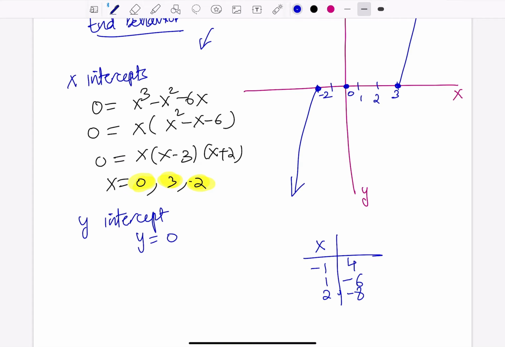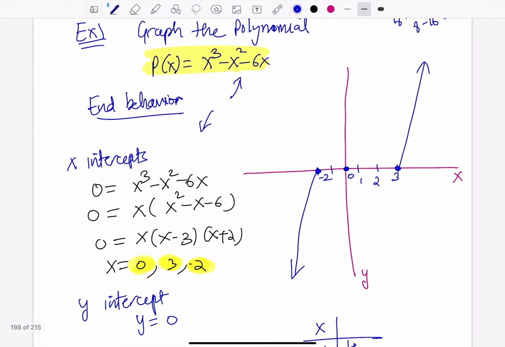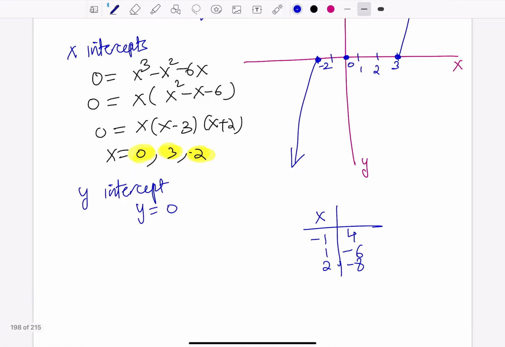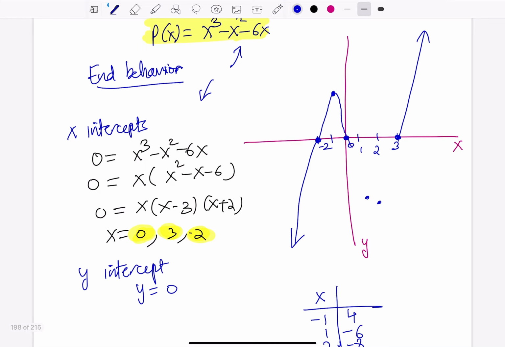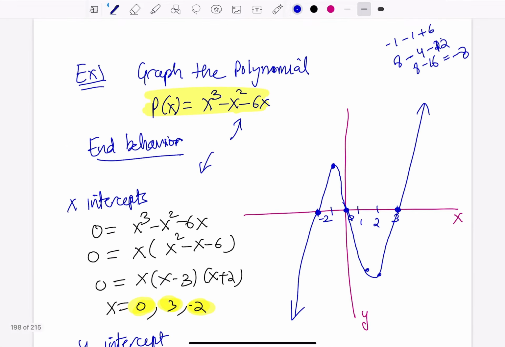All right, so I'm just going to mark these points to give me an estimate. When x is negative 1, y is 4. So I'm going to mark these points by estimate. I'm going to be approximately here. When x is 1, y is negative 6. About here. When x is 2, y is negative 8. And I'm just going to connect these dots. Again, it's a sketch of the graph. It's not an exact graph. So the graph is going to be a smooth, continuous curve, no sharp corners, no holes in the graph. And that's the graph of this cubic polynomial.